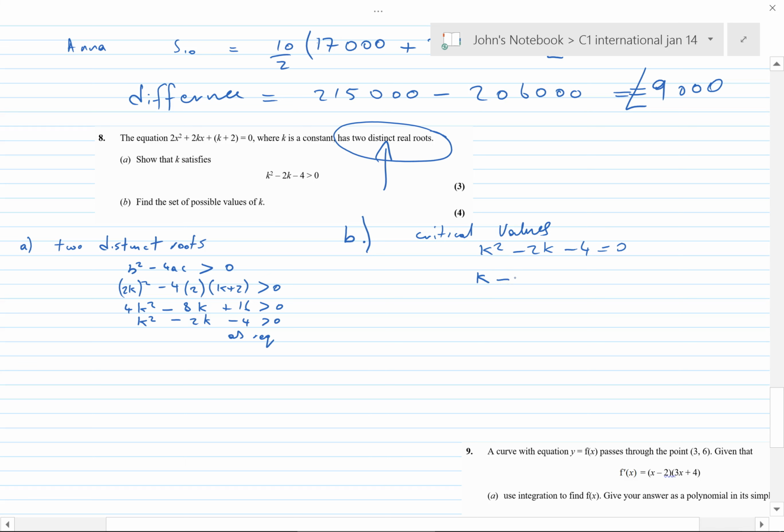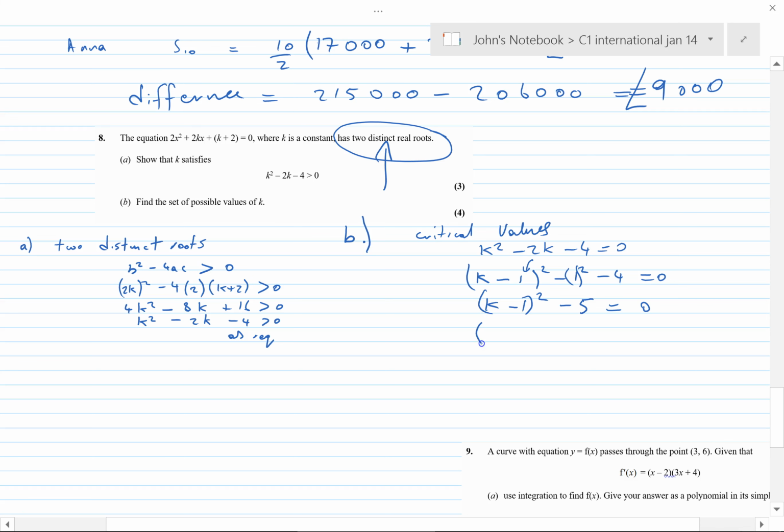You can use the quadratic formula if you want, but completing the square is going to work out quite nicely because it's an easy number. If you halve an even number, it's always pretty easy. So take half of 2, which is 1, take away 1 squared, take away 4 equals 0. Okay, that gives me (k minus 1) squared minus 5 equals 0.